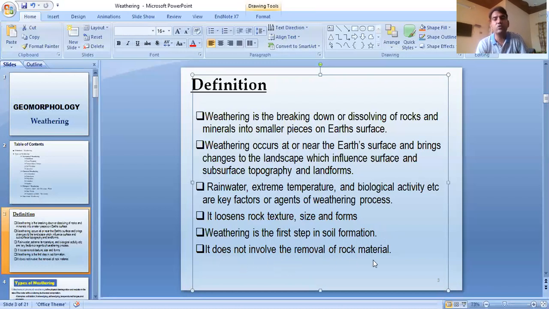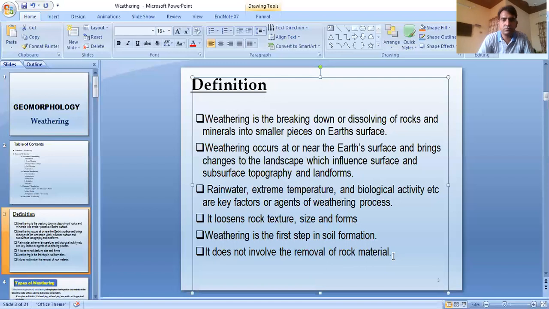It does not involve the removal of rock material. We are not concerned with removal. When the rocks have been disintegrated and removed to another place, we are not concerned with that. That process is called erosion.